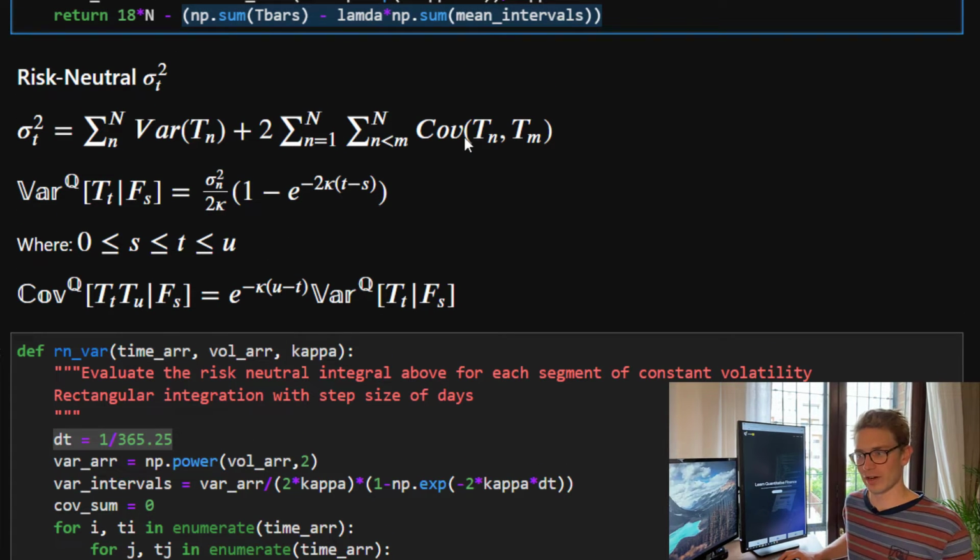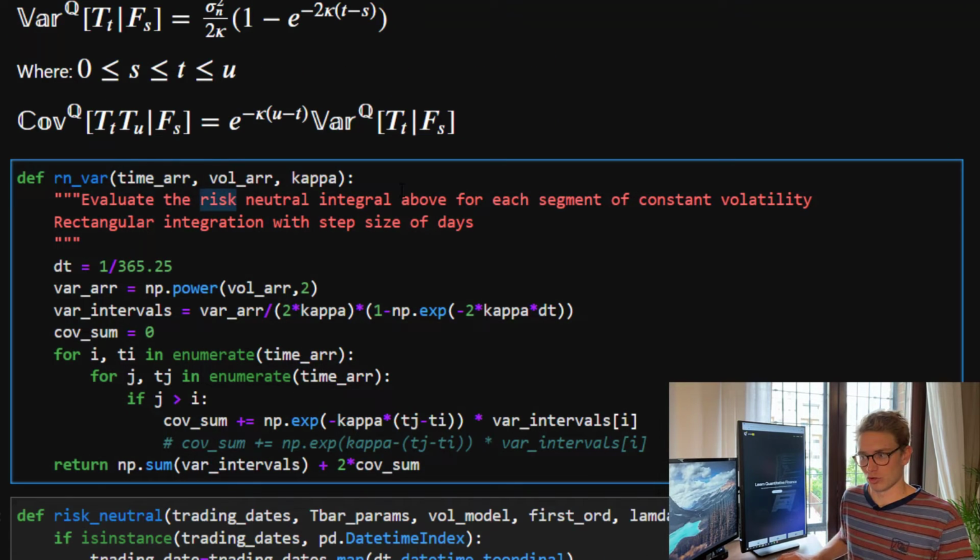Essentially here we need to use the covariance evaluated over the interval, all of the days, and then the summation of the other days is going to be where m is greater than n, which is the first iteration of days we're going over. So let's evaluate what that actually looks like in code. It's going to be 2 times these terms of the covariance added to the summation of the variance of temperature. So in reality, what variance and covariance look like on an interval by interval basis is essentially exactly these formulas. Again, we're evaluating the risk neutral integral above for each segment of constant volatility for each day.